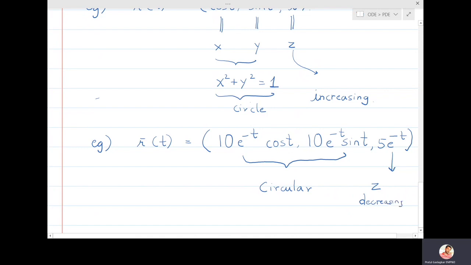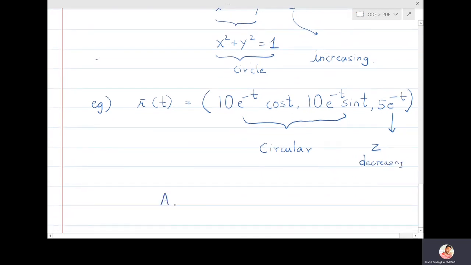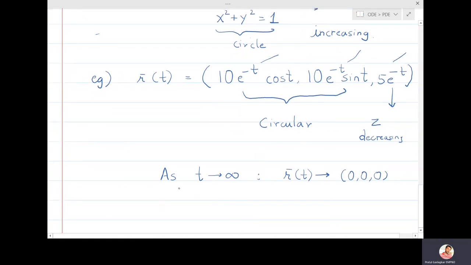So if you really observe this carefully, as t is increasing, as t tends to infinity, what will happen? The point on this curve will start approaching the point (0, 0, 0), because all the three coordinates have e raised to minus t in their components. So this curve will steadily, as time increases, start going to (0, 0, 0). What will happen at t equal to 0? At t equal to 0, this curve will basically become (10, 0, 5). So this curve should somewhat start from this point at t equal to 0.